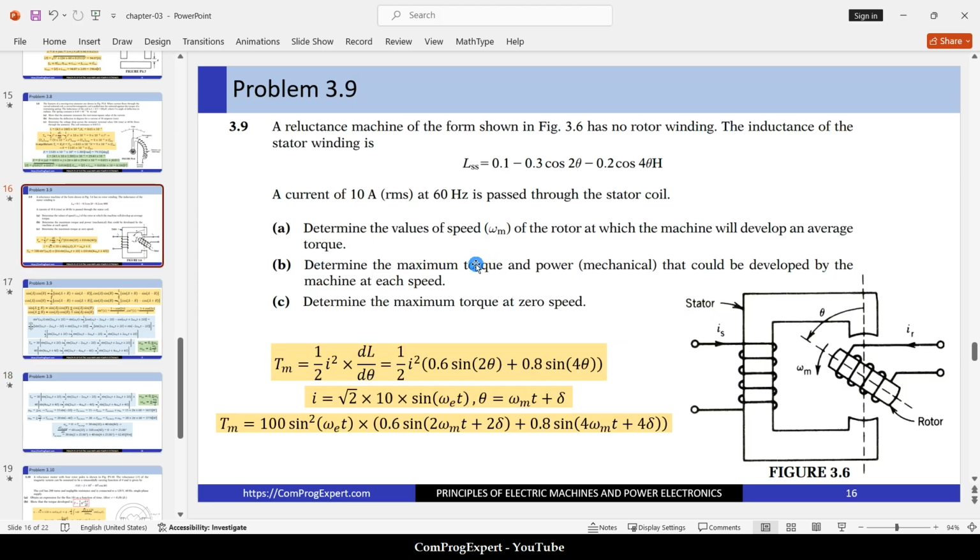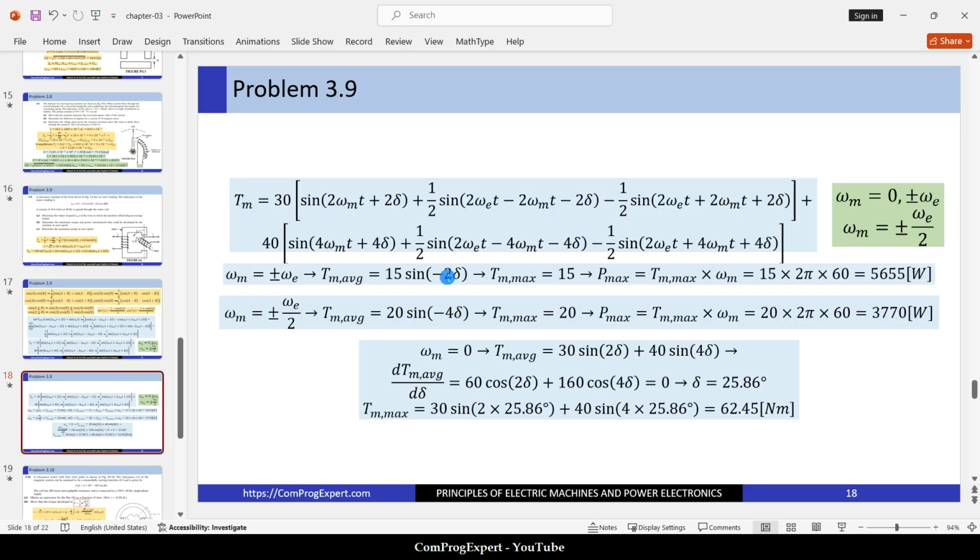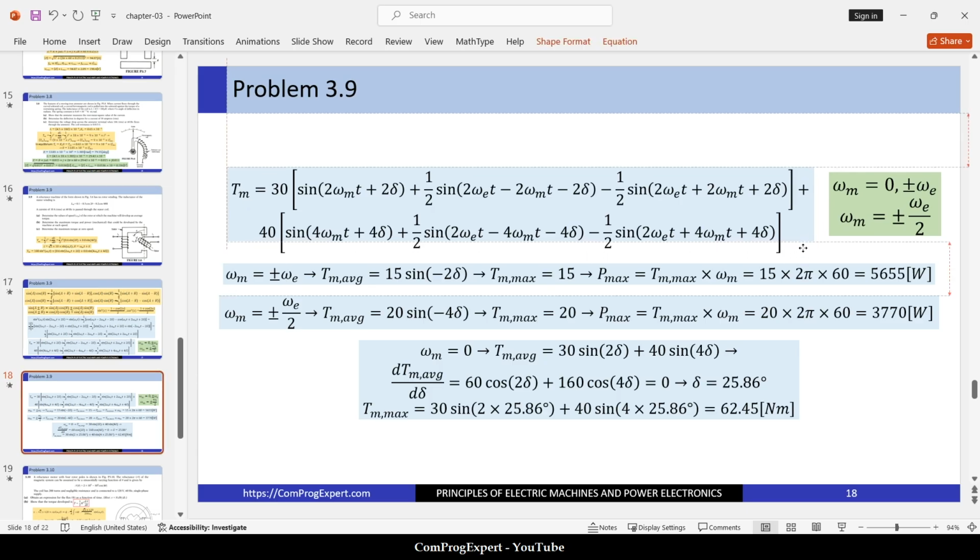In part A, we should calculate the maximum torque, the average torque, and here in part B, we should calculate the maximum torque and the maximum developed mechanical power. So yes, here were the calculations for omega e, the first case. So here, yes, we have this equation.